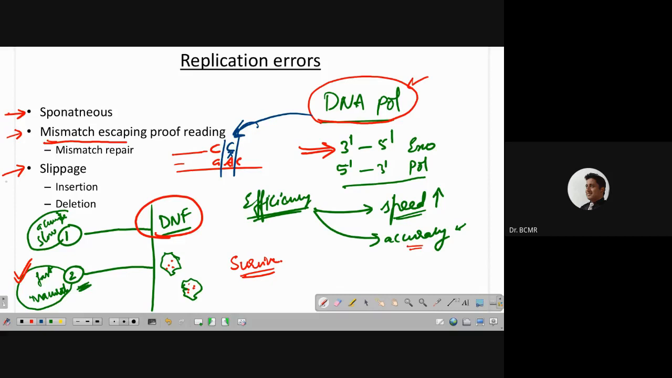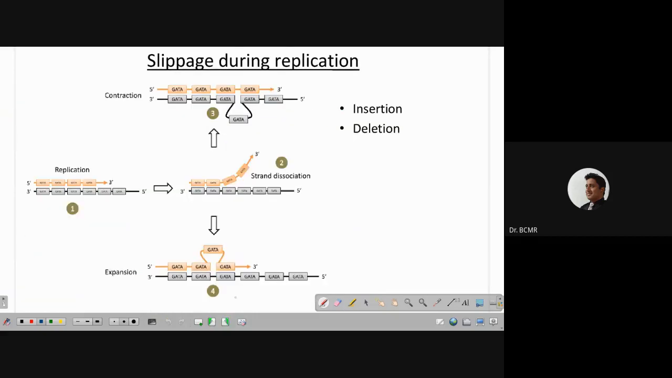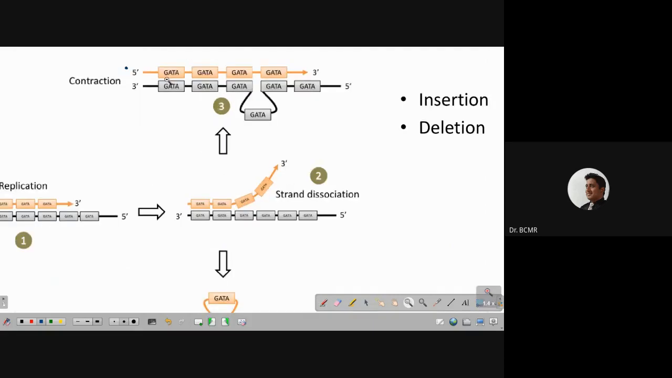And there are other mutations called slippage, which we discussed, but we will have a look at the picture so that you will understand what is slippage. Here is a DNA molecule, 5' to 3'. I hope you can see it well enough. And then you have several repeats, GATA, GATA, like that.